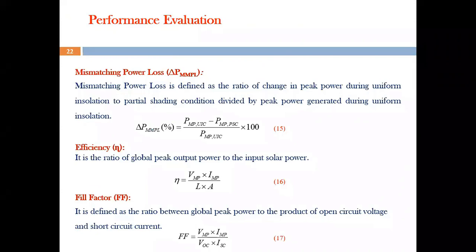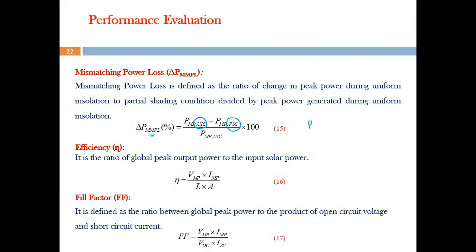Okay, so to calculate mismatch power loss: total mismatching power loss is defined in terms of how much peak power you are getting during uniform irradiation compared to the partial shading condition. So uniform irradiation condition minus partial shading condition, how much peak power you get during uniform condition minus how much power is generated during the shading condition we are concerned with. So you will get how much loss happens.